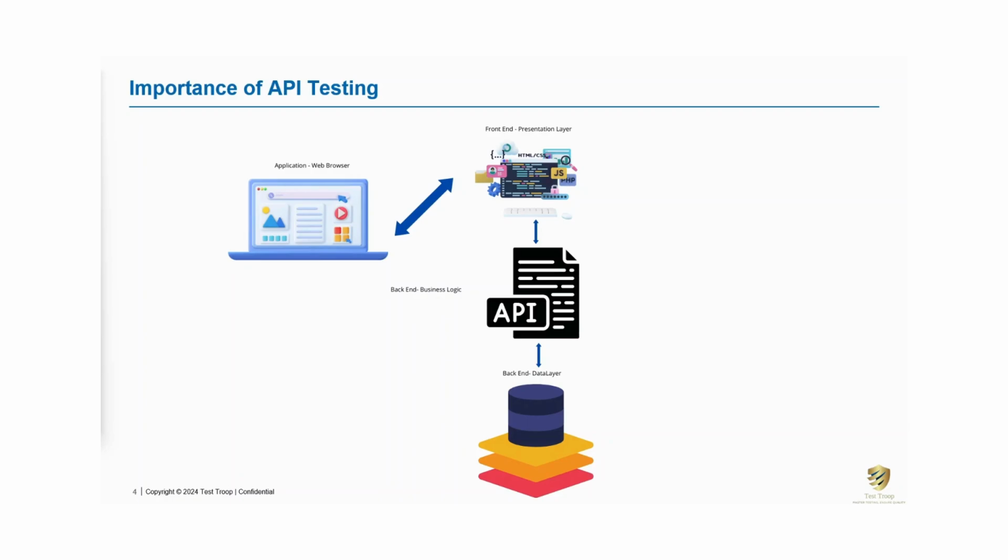When the user clicks on account summary, the front end retrieves the account details from the master database. This happens via the API. If you see the diagram shown in the presentation, the front end, the presentation layer, does not communicate directly with the backend. In between, there is backend business logic that exposes a set of APIs to perform certain operations with the database.